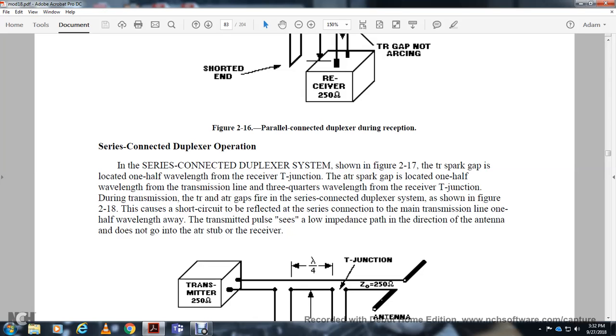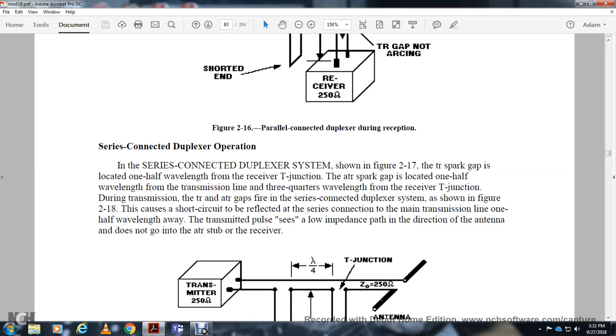The transmitter receiver spark gap is located one half of a wavelength from the T-junction, and the anti-transmitter receiver spark gap is one half of a wavelength along the transmission line, with a three-quarter wavelength to the receiver T-junction during transmission. The series-connected duplexer system is shown in Figure 218.